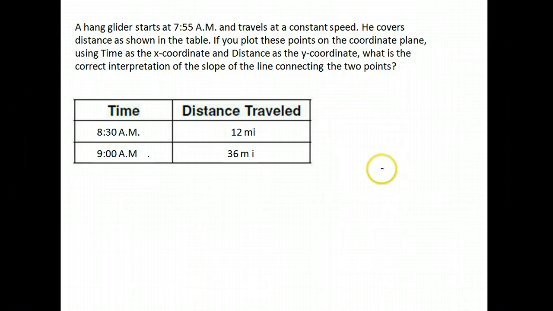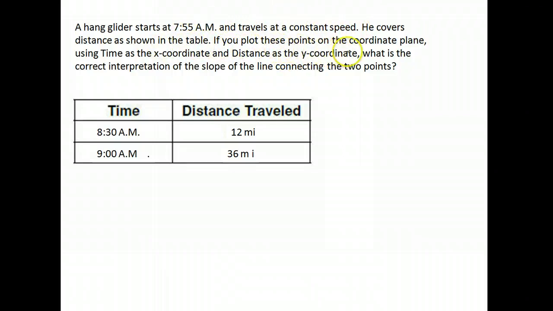Okay, one application of slope is finding the rate of change of something. This example gives us a hang glider who starts at 7:55 a.m. and travels at a constant speed. He covers the distance as shown on the table.